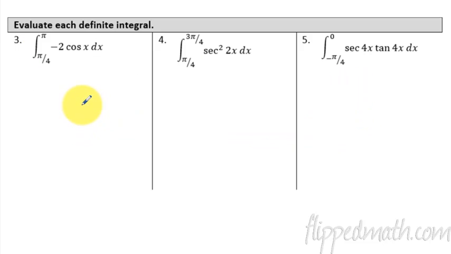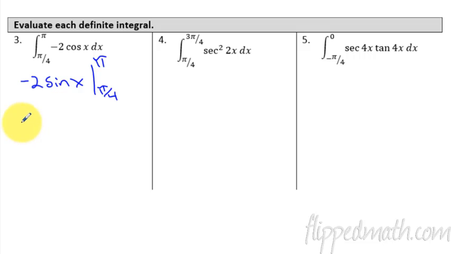Number 3, now we're going to use definite integrals to do these. So we're going to plug in some values. First one, -2. Well, that's just going to come on the outside here. That's fine. And then the integral of cosine is going to be sine. We just did that one. Sine x. And then we're going to evaluate it from pi over 4 to pi.